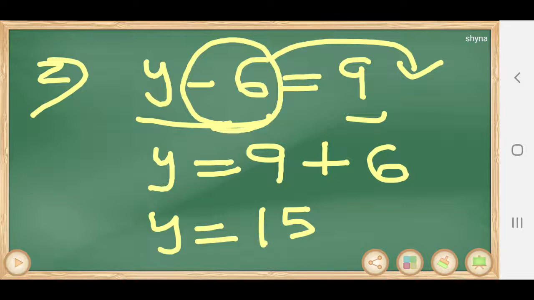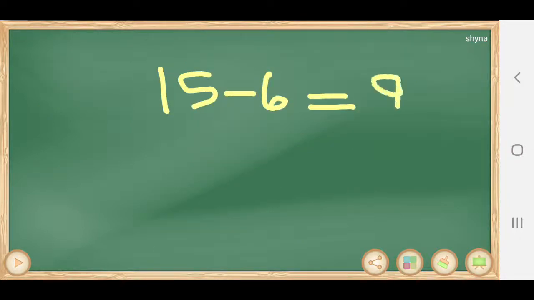Okay, dear children, if you got the answer, you can check whether it is correct. Substitute y equal to 15 in the given equation. That is 15 minus 6. What is 15 minus 6? The same 9 we are getting. So that is correct.